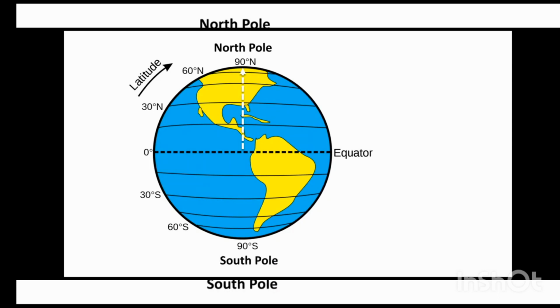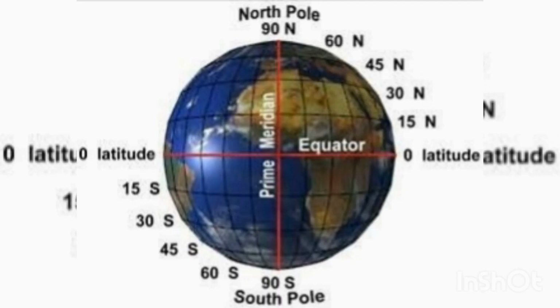All parallels north of the equator are called north latitudes. Similarly, all parallels south of the equator are called south latitudes. The value of each latitude is therefore followed by either the word north or south. Generally, this is indicated by the letter N or S.